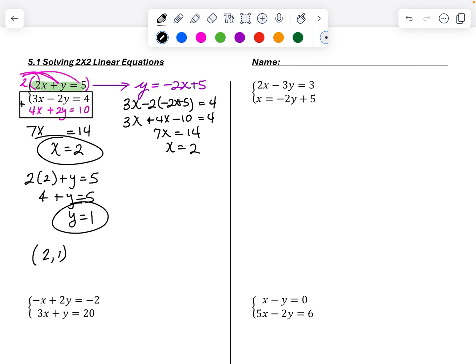And now that we know what x is, we can go back into this equation right here. And we can say y is equal to negative 2 times 2 plus 5. Y is equal to negative 4 plus 5. Y is equal to 1. So our value of x is 2 and our value of y is 1. Either method works. You're welcome to do it whichever way you want. You can also graph them both and see where they intersect. That works also.